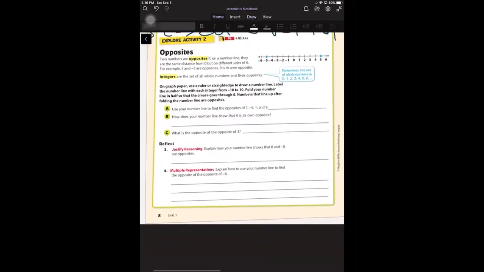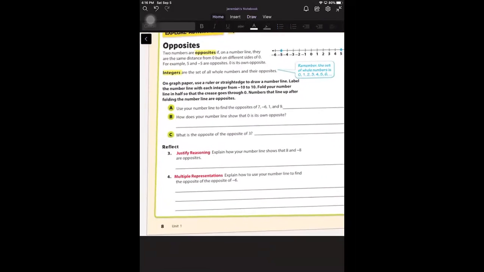Let's finish reading. For example, negative 5 and 5 are opposites. 0 is its own opposite. Integers. Integers are the set of all whole numbers and their opposites. So negative 7, is that an integer? Yes, because if we had 7 and negative 7, would it be opposite? Yes. But remember, whole numbers are like 0, 1, 2, 3, 4, 5, and 6.